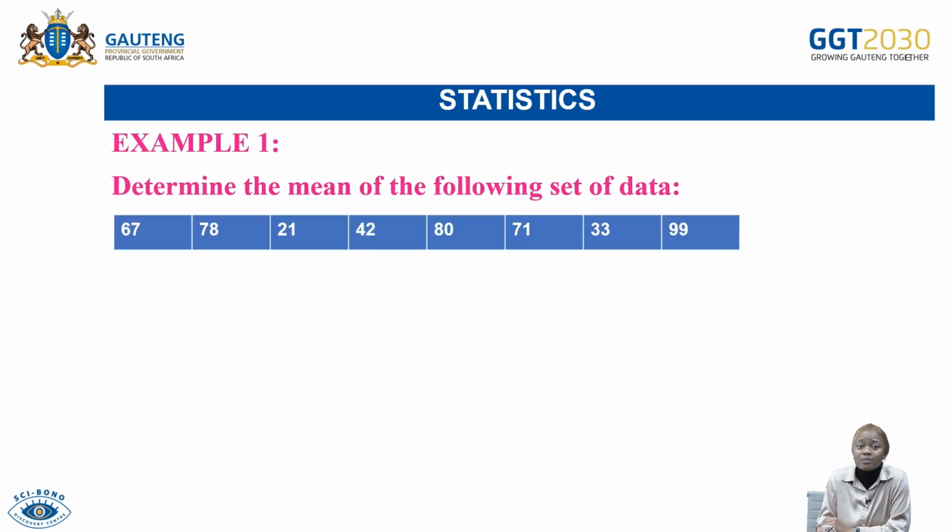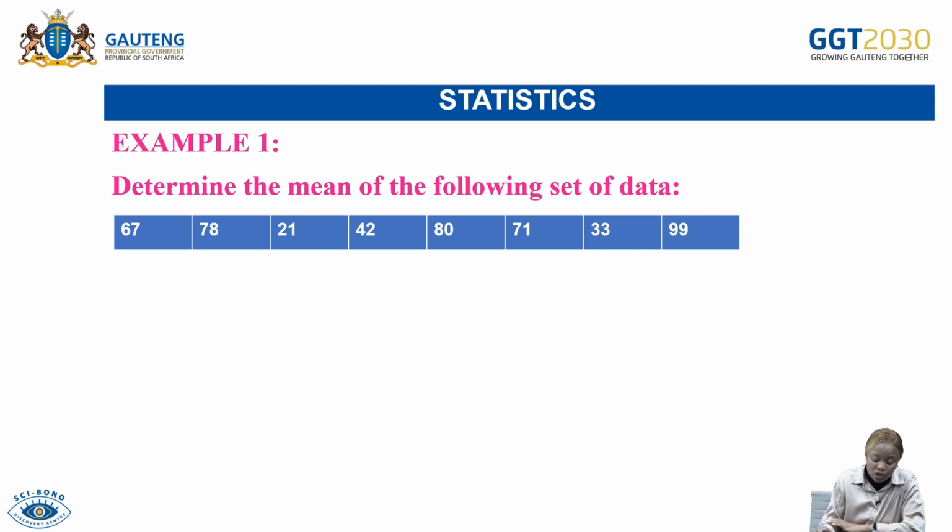Let's look at example number 1. You are given 67, 78, 21, 42, 80, 71, 33, and 91. They say determine the mean of the following set of data. So with this data set, we say it's ungrouped because it has not been put in intervals, right?